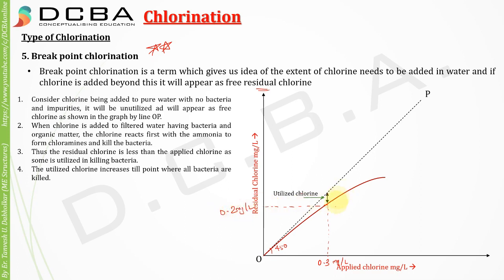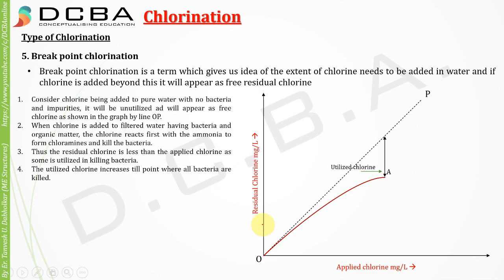So how much is used? 0.1 milligram per liter is used, and that is used for converting the ammonia to chloramines, or for breaking the inorganic matter. We had already seen in the Venn diagram for what purposes chlorine is used. First is to react with the inorganic matter, that is the ferrous and manganese and all. Then to convert the ammonia to chloramines, and then it reacts with the organic matter, right?